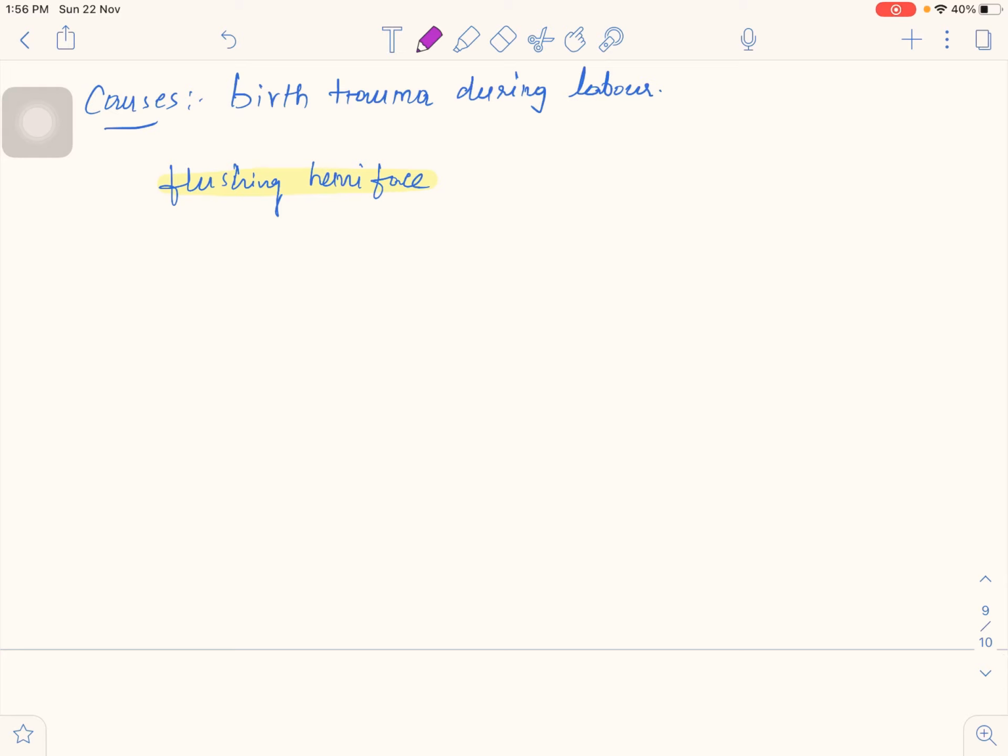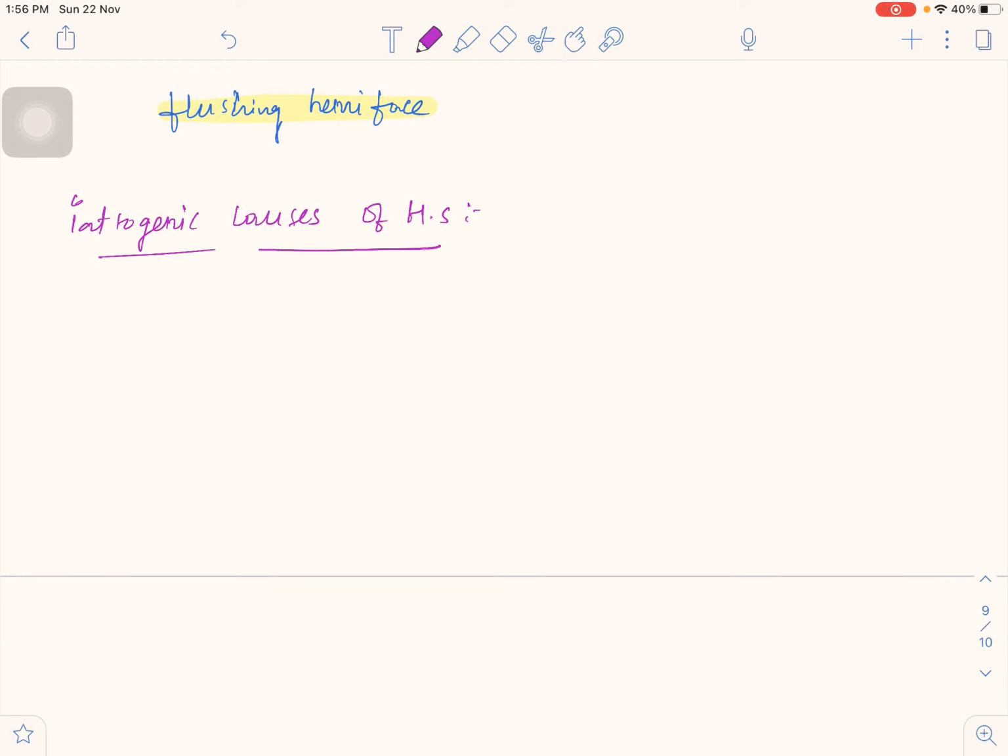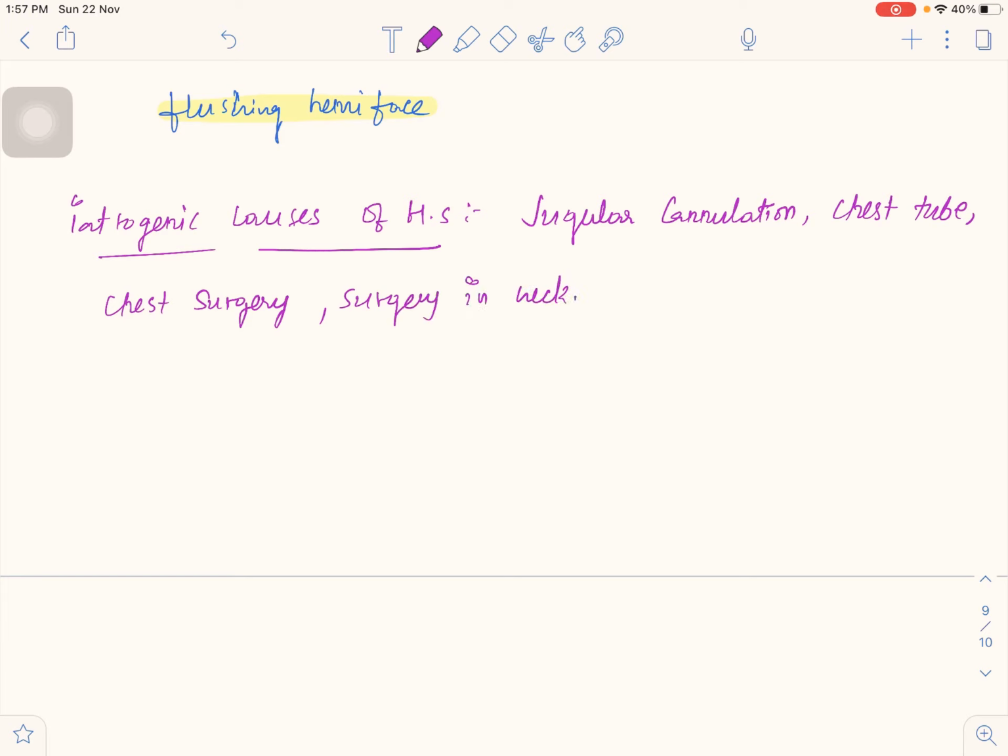So there may be iatrogenic causes also. Iatrogenic causes of Horner syndrome are like jugular cannulation, chest tube insertion, chest surgery, and surgery in the neck may also cause Horner syndrome.